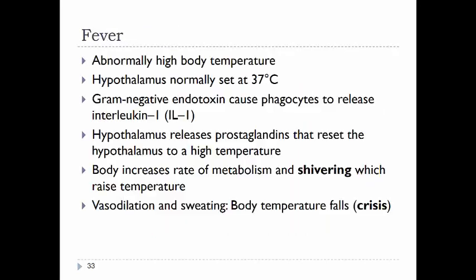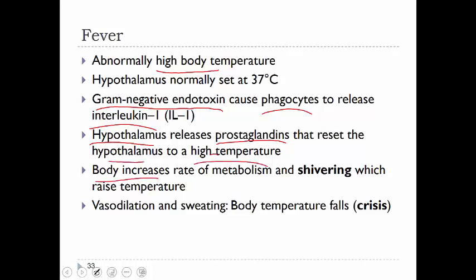Now, fever is just an abnormally high body temperature. Normally our body is set at 37 degrees Celsius. Phagocytes, in reaction to a gram-negative endotoxin, will actually release interleukin-1. So here's just an example. The hypothalamus releases prostaglandins that reset the hypothalamus to a high temperature. The body increases the rate of metabolism. That's going to allow us to get more energy. We need that to be able to generate the high temperature and shivering.